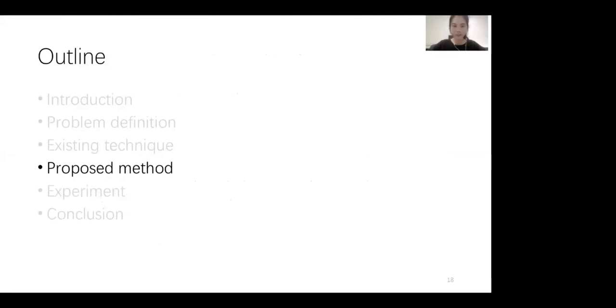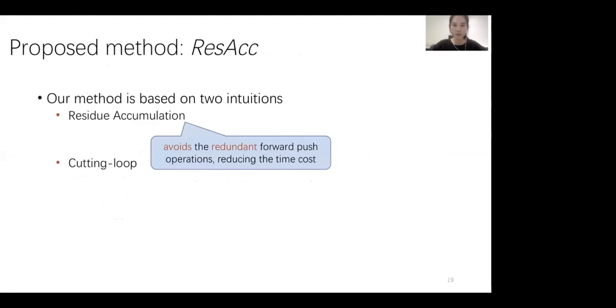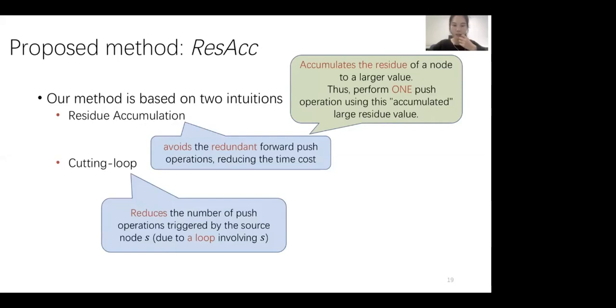Based on forward search, we propose our method called ResAcc. It has 2 intuitions. One is residue accumulation, which will avoid duplicate push operations. The basic idea is to accumulate the residue of a node to a large value, so we can perform 1 push operation by using this accumulated residue. The other is cutting loop. It will reduce the number of push operations triggered by the source node. The basic idea is to do a push operation at the source node only once.